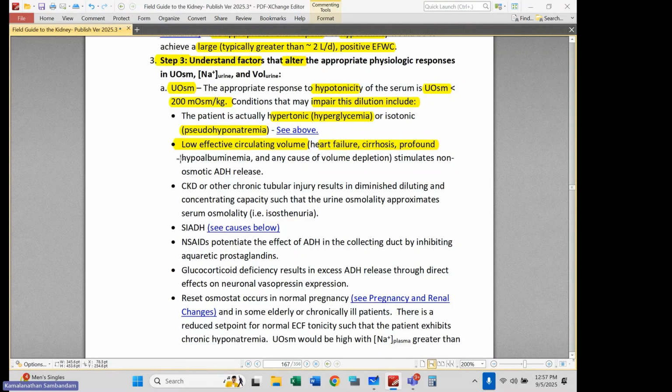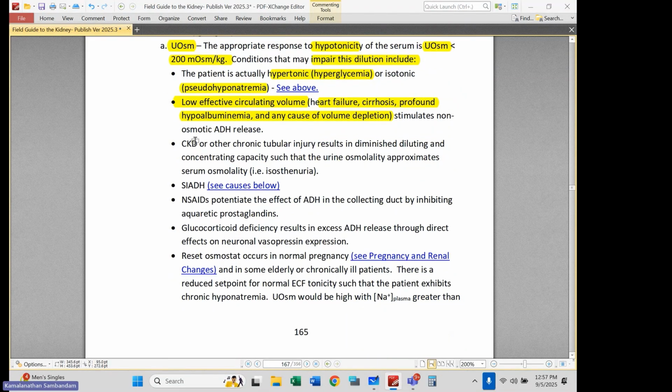Classic causes of low circulating volume are true volume depletion, and then your third-spaced conditions. Okay. CKD, or chronic tubular injury, also diminishes the capacity of the kidney to dilute the urine.